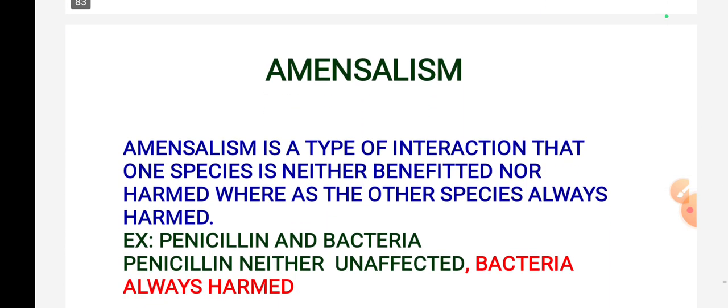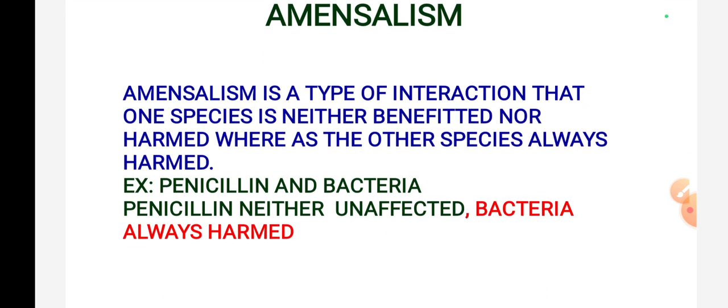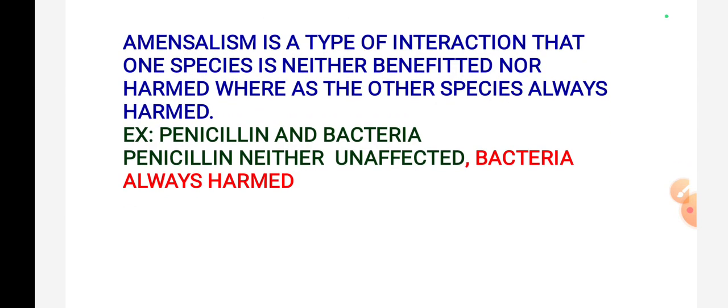Next, amensalism. Amensalism is a type of interaction in which one species is neither benefited nor harmed, while the other species is always harmed. Example, penicillin and bacteria. Penicillin is unaffected, bacteria are always harmed.